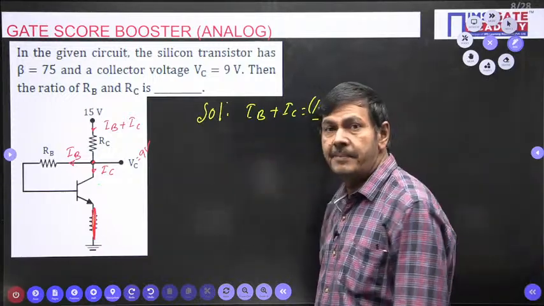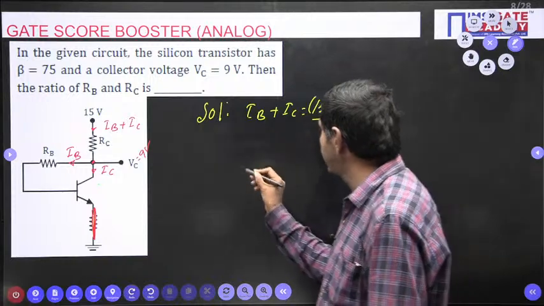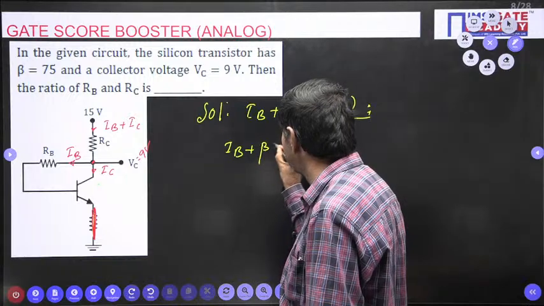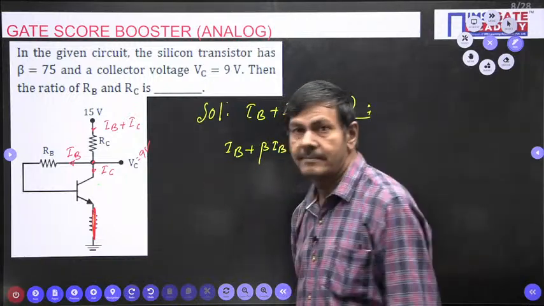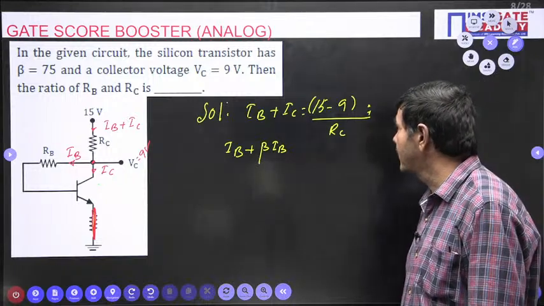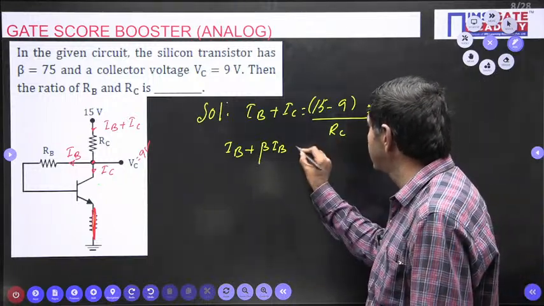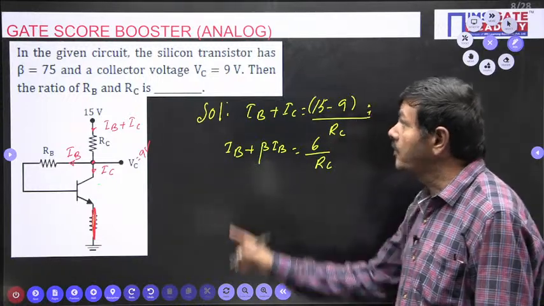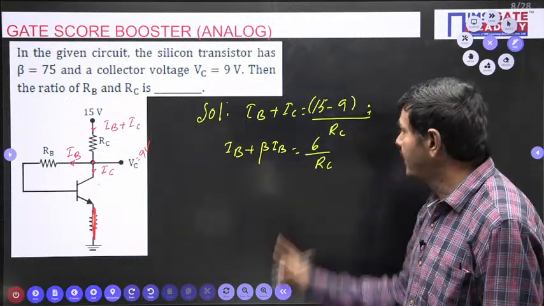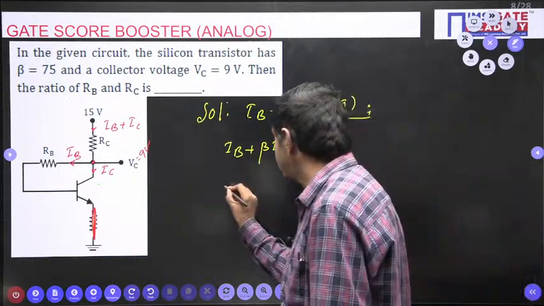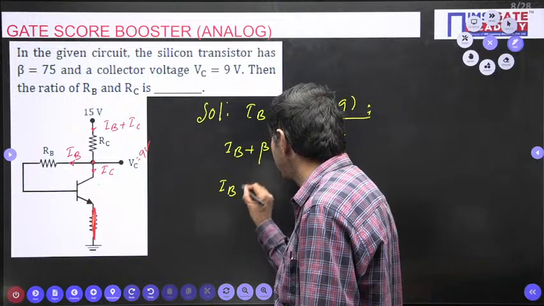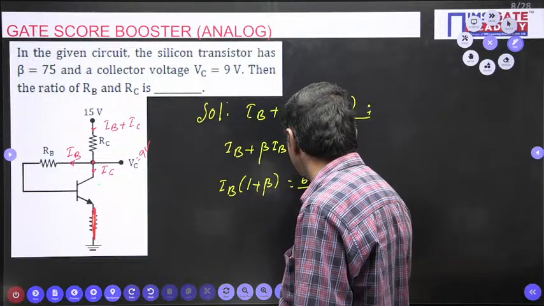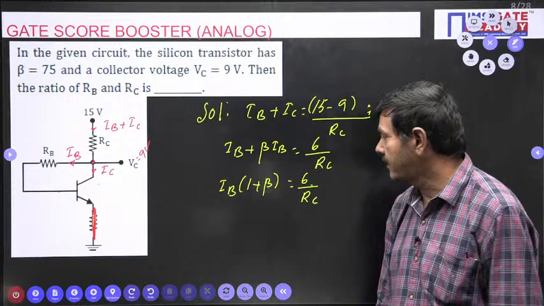But here, what are IB and IC, we can write now. IC can be written as beta into IB. Beta into IB possible. The 6 by RC mostly we are going to get here now. The problem clearly gives the beta value as 75 here. There I want to take IB in common. I have taken IB in common. If it is taken, I am getting 1 plus beta into IB equals 6 by RC here now.